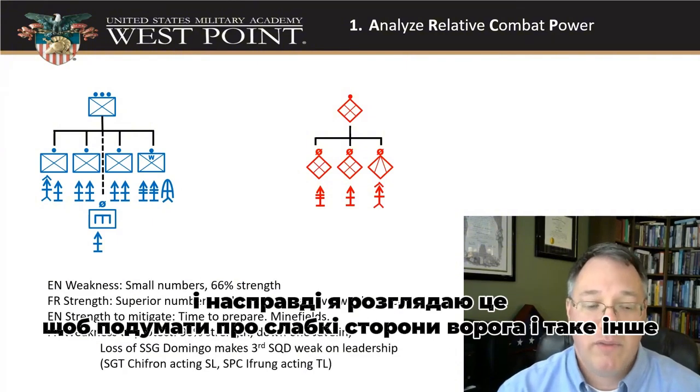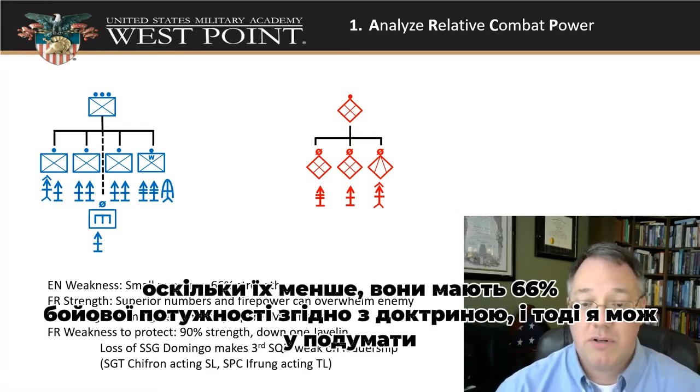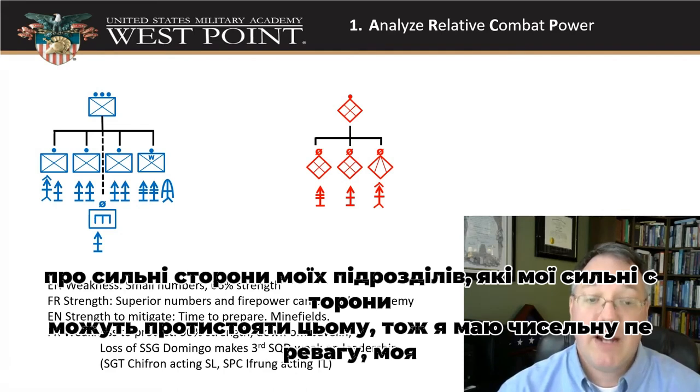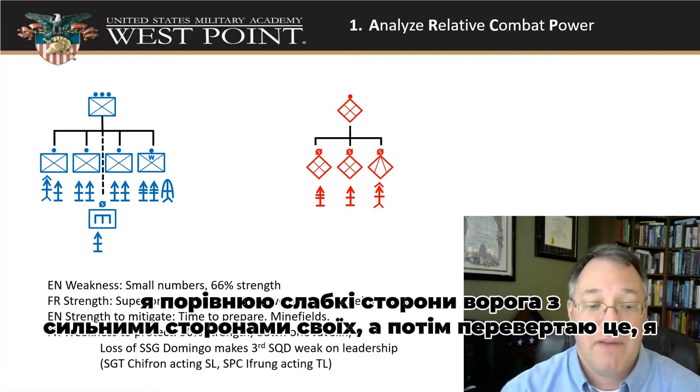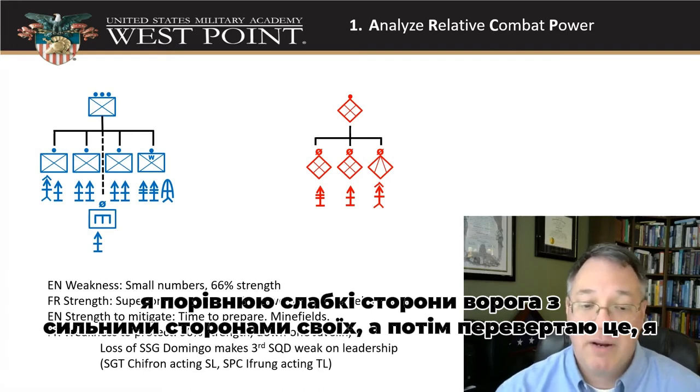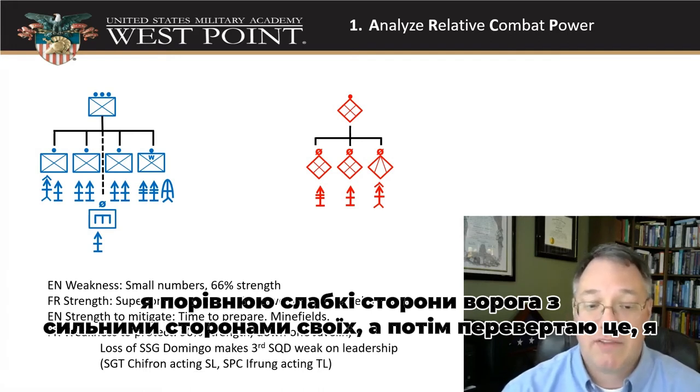Really, the way I break that down is to think about the enemy's weaknesses, such as they've got smaller numbers and they're at 66% strength from doctrine. Then I can think about my friendly strengths. What are my strengths that go against that? I have superior numbers. My firepower can overwhelm them. I've got a lot more machine guns, you can see there. So I compare the enemy weakness with friendly strength, and then I flip it around.